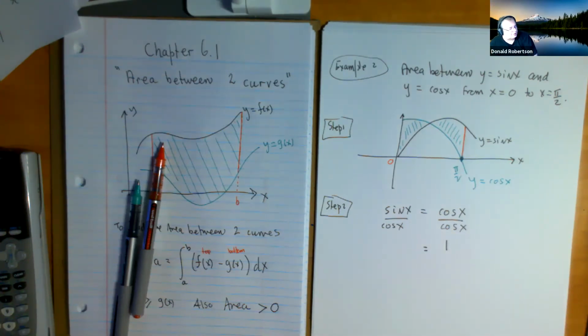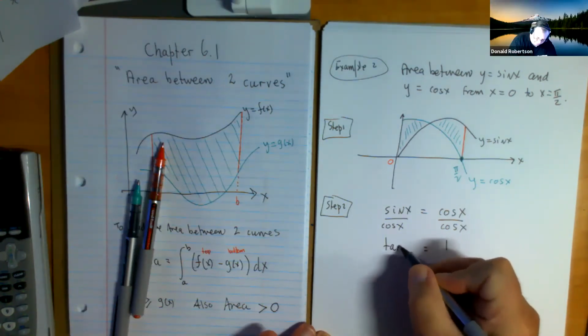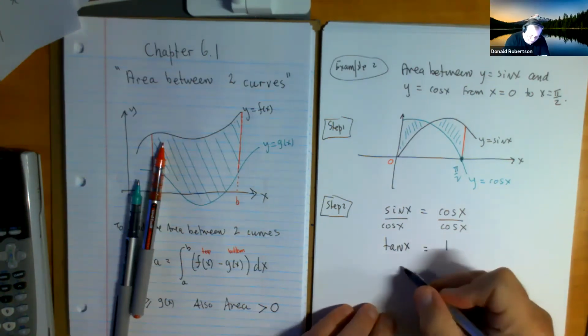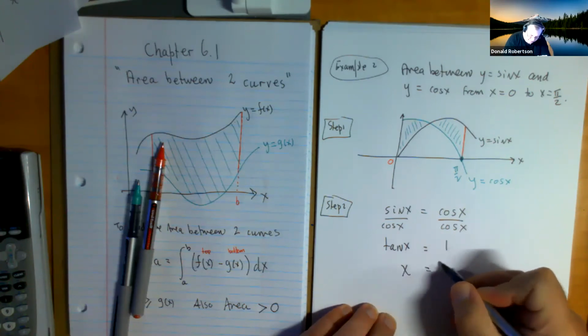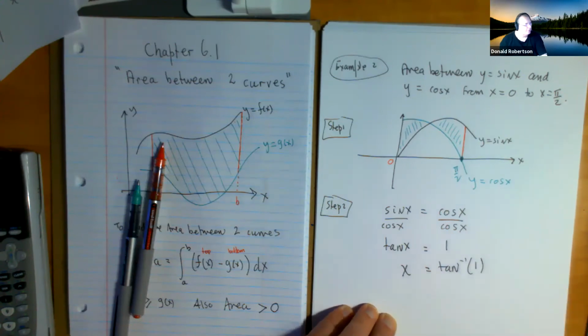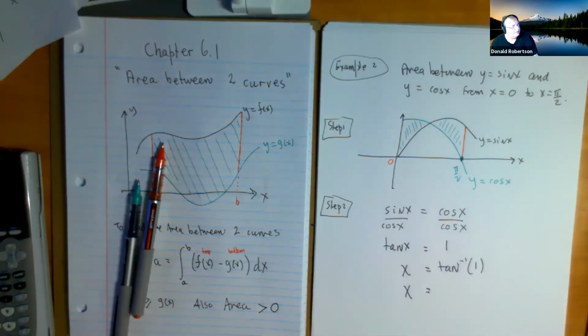And now there is a trig identity that should be in your brain. What is sine x over cosine x the same thing as? Tangent. So aren't you now just trying to find when the tangent is equal to 1? So won't that make x the inverse tangent of 1? Which is another way of saying, what angle has a tangent of 1?